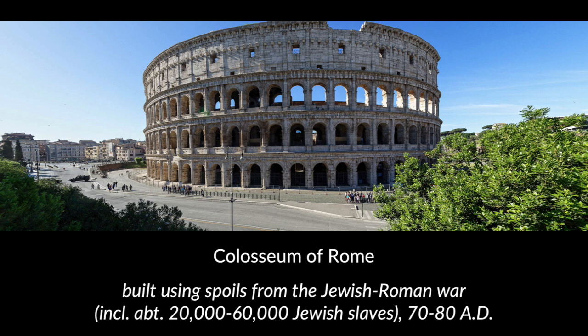It's commissioned in 70. It's not finished until 80. The war isn't even over in 70, but they're already getting spoils and they're already getting slaves that are being brought back to Rome. They're going to work on the Colosseum. What's interesting is, of course, we remember from Christian history that later when the Romans are persecuting Christians, some of them are dying in this Colosseum that had been built by Jewish slaves from the Jewish-Roman War.